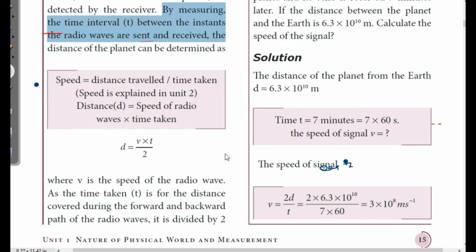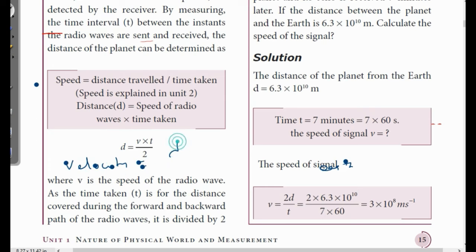The distance of the planet can be determined as follows. We all know that velocity is equal to, what is the formula for velocity? Velocity is equal to distance by time.